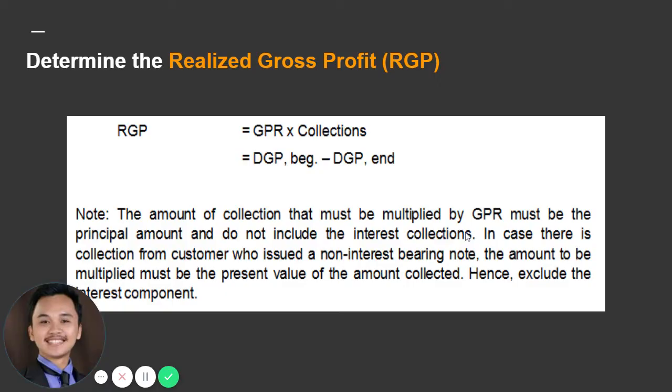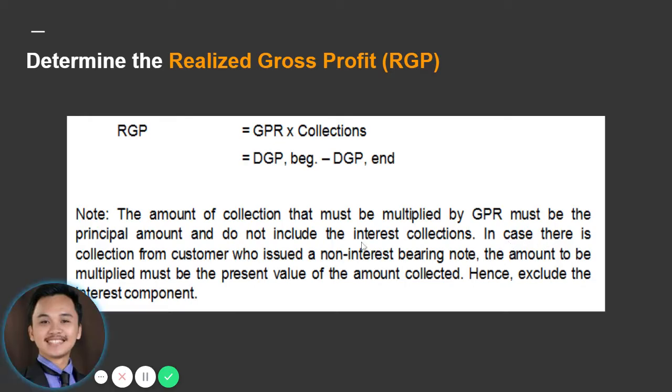So that is very clear that if the total collection includes hybrid payment, meaning it's a combination of interest and payment applicable for principal, what we need to do is to determine how much is applicable to the principal, because that is the only amount which will be multiplied to our gross profit rate to compute for our RGP.